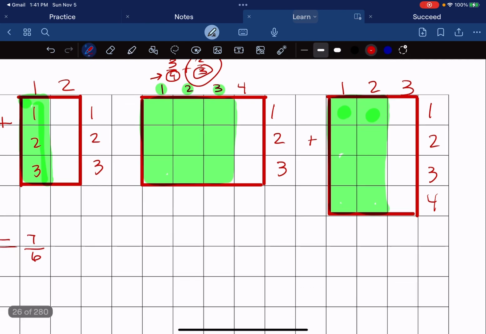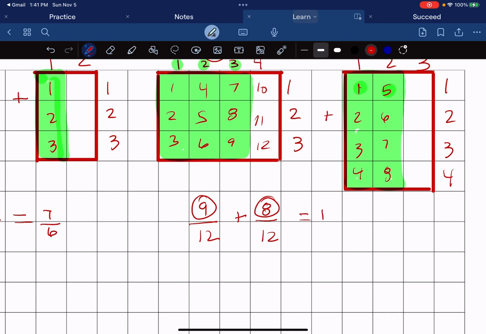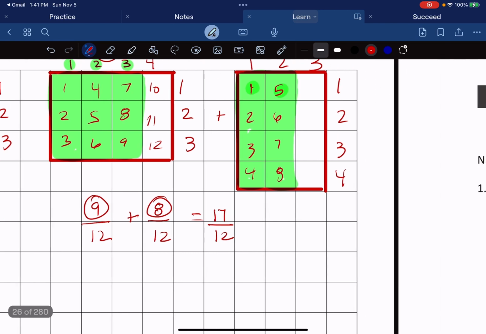Now let's see what our equivalent fractions are. I have 1, 2, 3, 4, 5, 6, 7, 8, 9, 10, 11, and 12. So we have 9 out of 12 shaded. I'm going to add that to 1, 2, 3, 4... whoops. Sometimes this pen likes to erase stuff. 4, 5, 6, 7, 8. So 8 out of 12. Now I'm going to take 9 plus 8, which equals 17 over 12. So again, I have an improper fraction because my numerator is larger than my denominator.